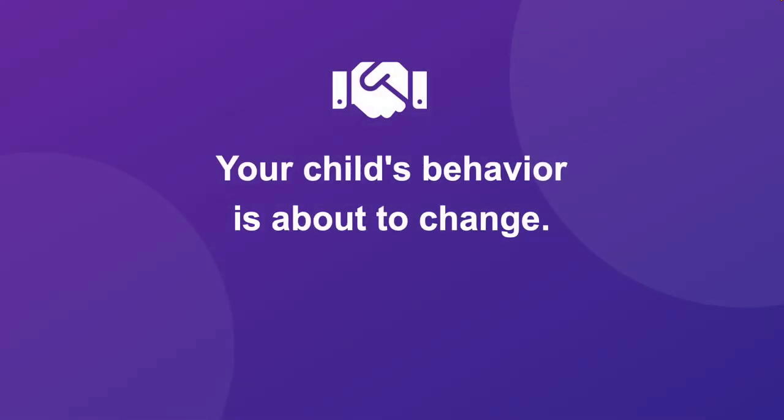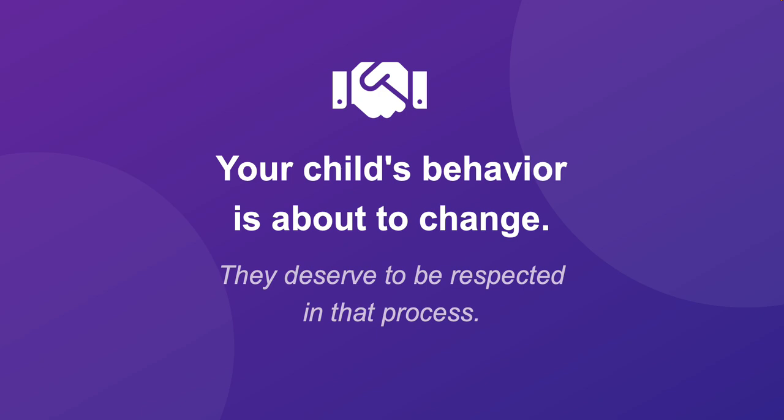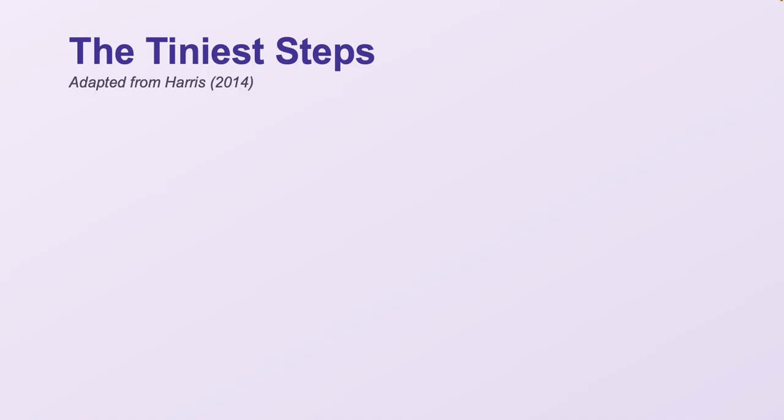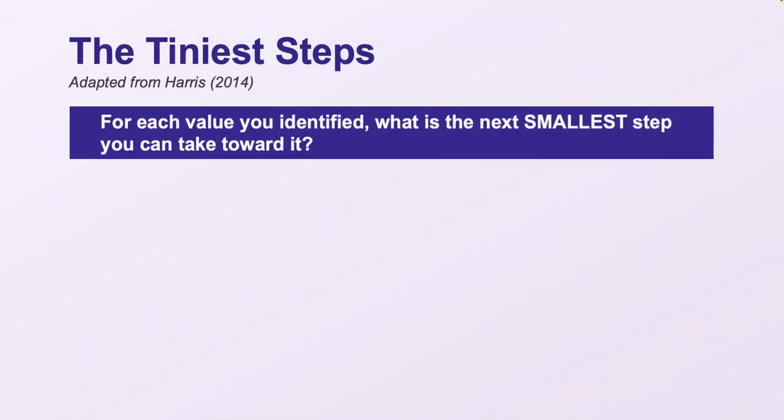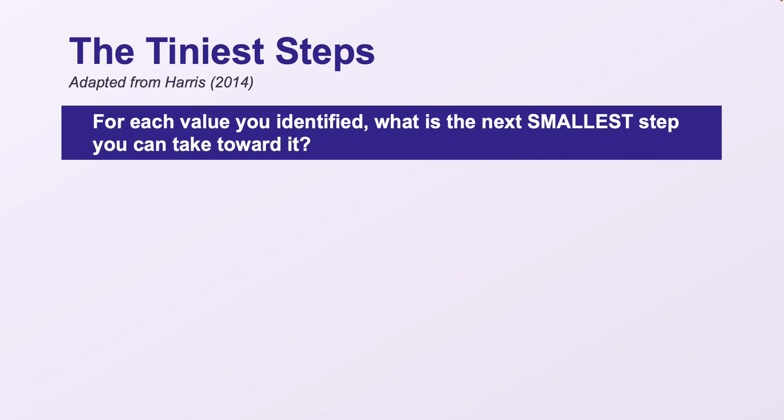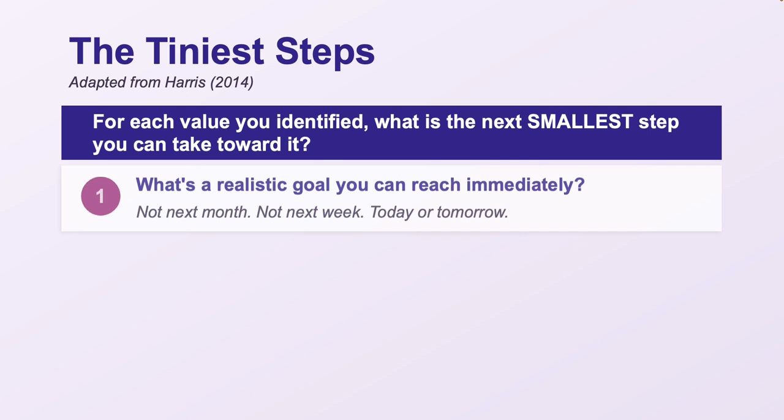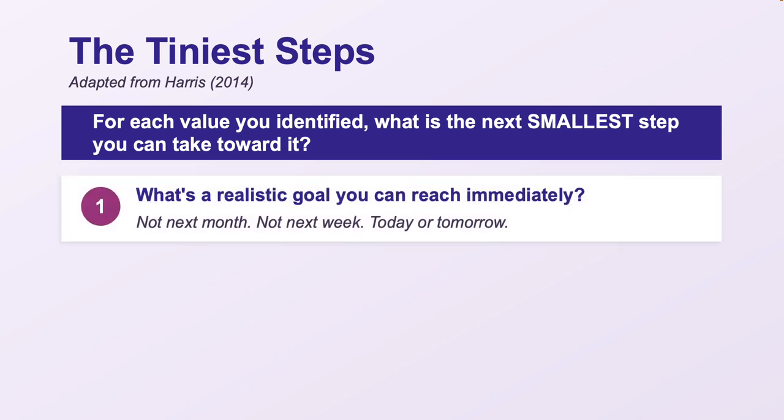So again, your child's behavior has the potential to change. They deserve to be respected in that process, and they deserve to be heard on how that change should go. So what tiny steps are you going to start taking? For each value that you identified, what is the next smallest step you can take towards that? What's a realistic goal you can reach immediately?